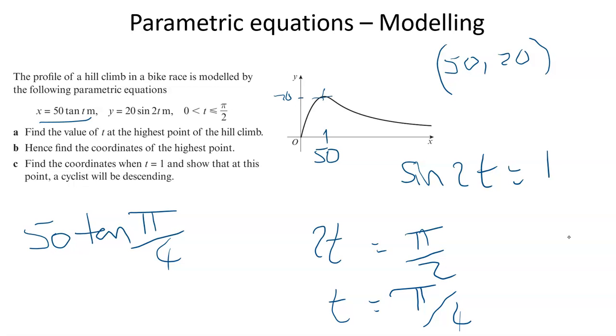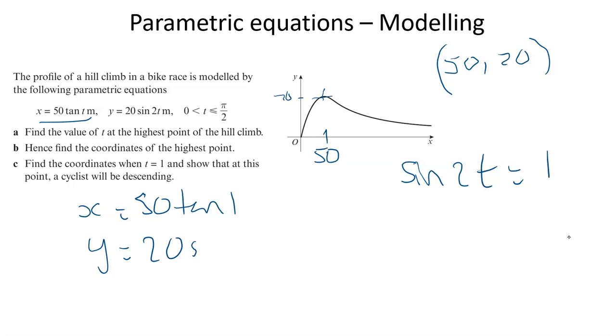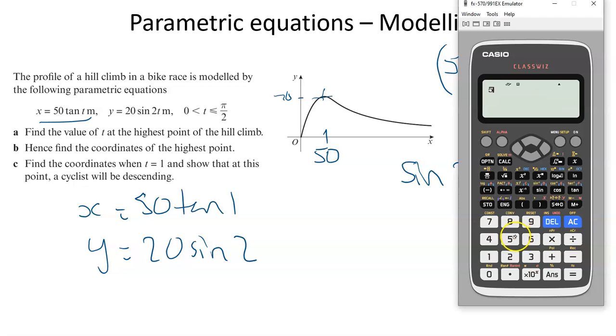Next: find the coordinates when t equals 1 and show that at this point a cyclist will be descending. Right, okay. Let's clear a bit of space. First of all, find the coordinates when t equals 1. Well, that's easy. We're just going to substitute it in. So x equals 50 tan 1 and y equals 20 sine 2, because it's 2 times 1.